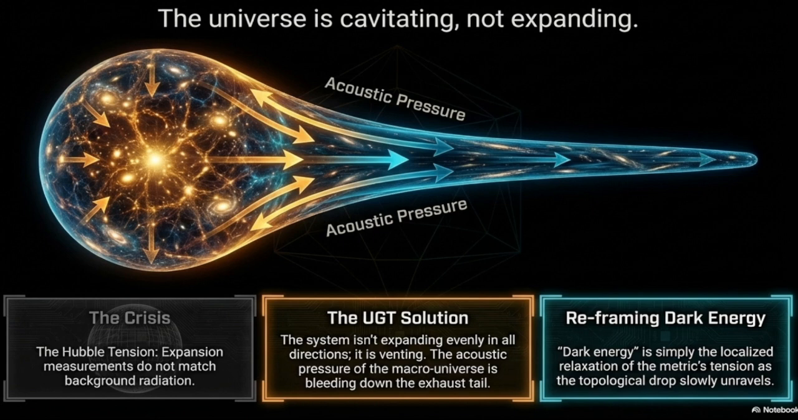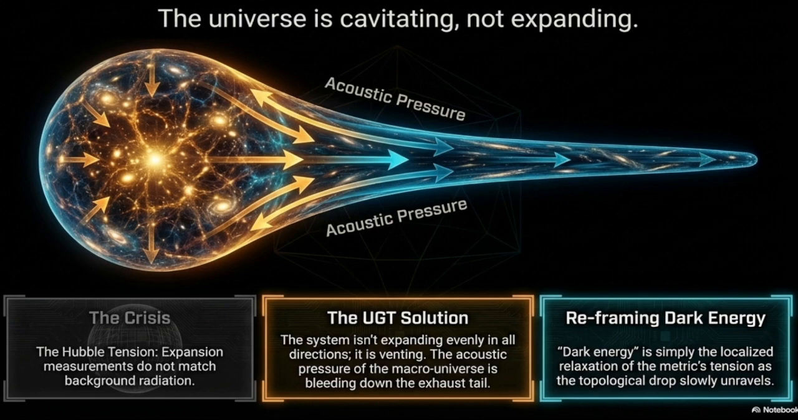This model offers a natural explanation of the Hubble tension. What we interpret as cosmic expansion may actually be slow cavitation, internal metric tension bleeding down the topological tail.